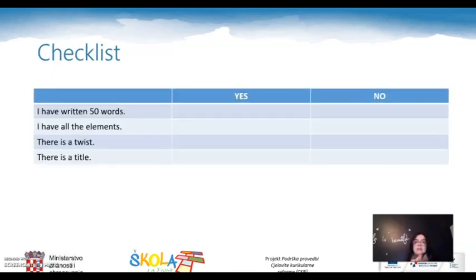Finally, to make it easier for you, once you have done with your writing, here is a checklist. Please check in the end whether you have written 50 words. Does your story have all the elements? Characters, setting, plot. Is there a twist? And is there a title?